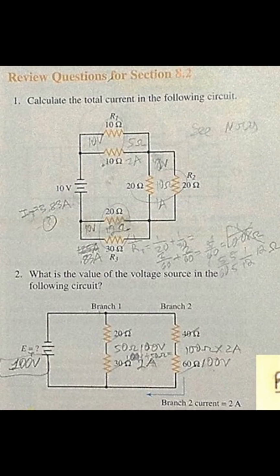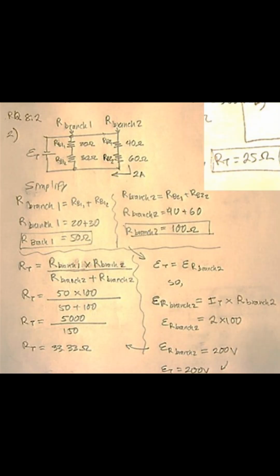To simplify, the resistance at branch 1, if you want to follow number 2 on your right side, equals resistor 1 at branch 1 plus resistor 2 at branch 1. In this case, we have 20 ohms plus 30 ohms, again at branch 1, which is 50 ohms.